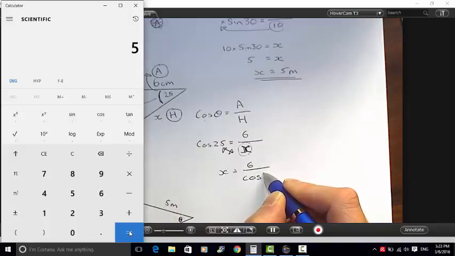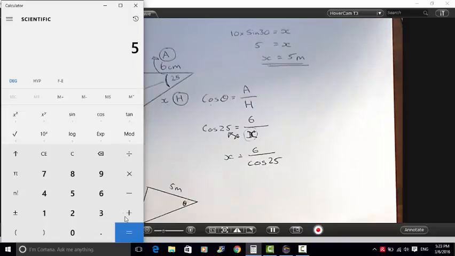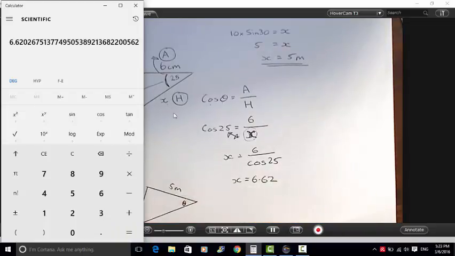Okay, and if we get onto our calculator, 6 divide by, now again you might have to hit the cosine button first on your calculator. On this particular one I hit the angle first. 6 divide by the cosine of 25 degrees. You need to again work out how your calculator works. Equals 6.62. And don't forget the units in this case is centimetres.